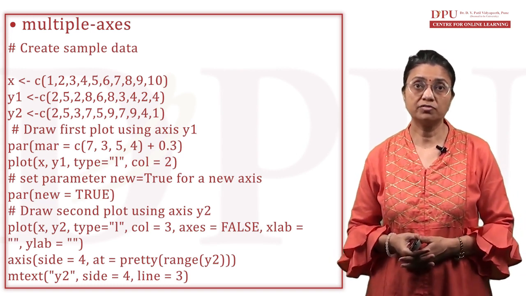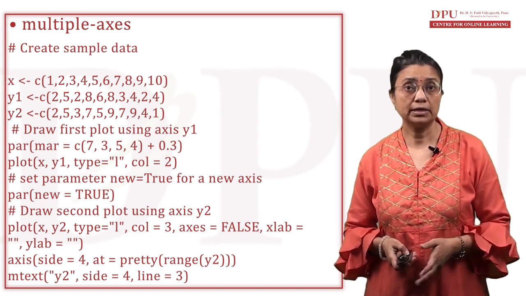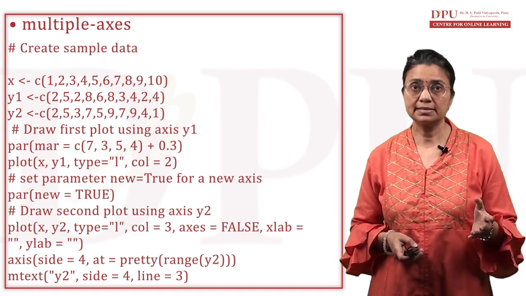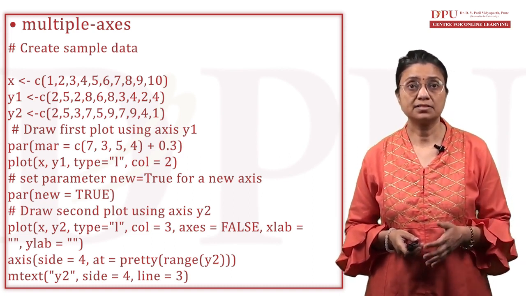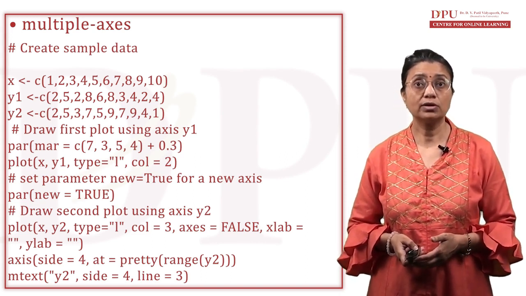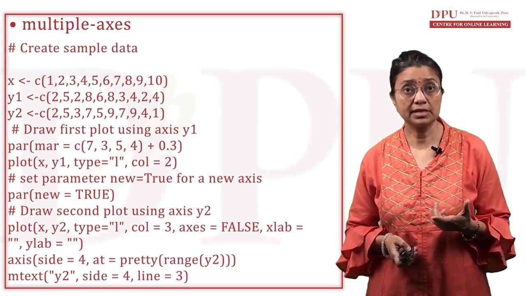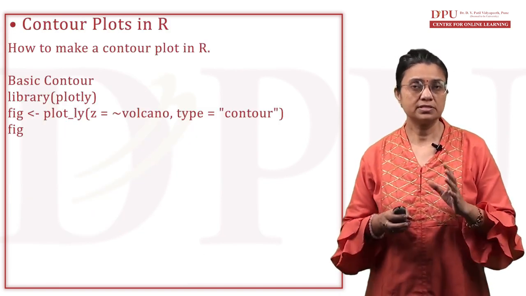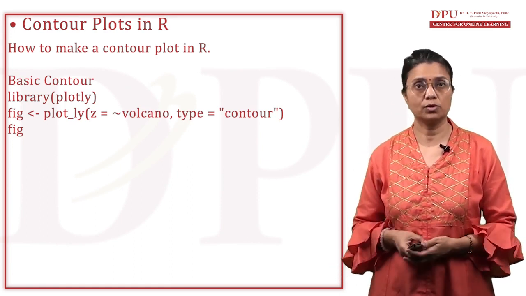Again I'm calling the plot function, where I pass x, y2, type = "l", col = 3, axes = FALSE, and xlab and ylab. Then axis(side = 4, at = pretty(range(y2))), and mtext("y2", side = 4, line = 3). So you can see that I have plotted the graph once again, and with the help of this I'm trying to plot two graphs at the same time. So students, that was about multiple axes, and now let's have a look at contour plots in R.